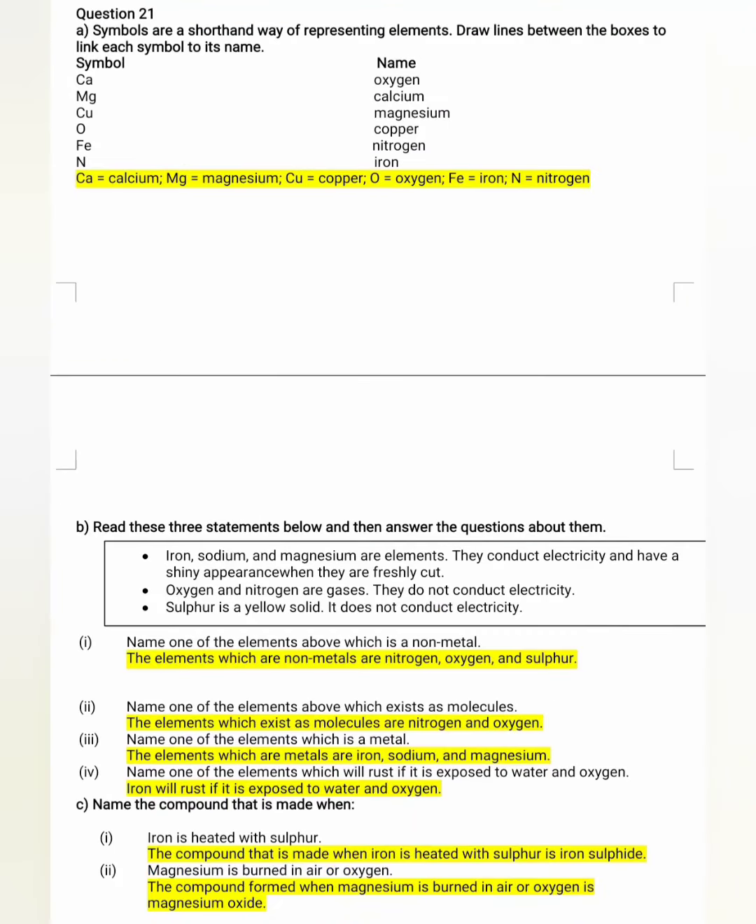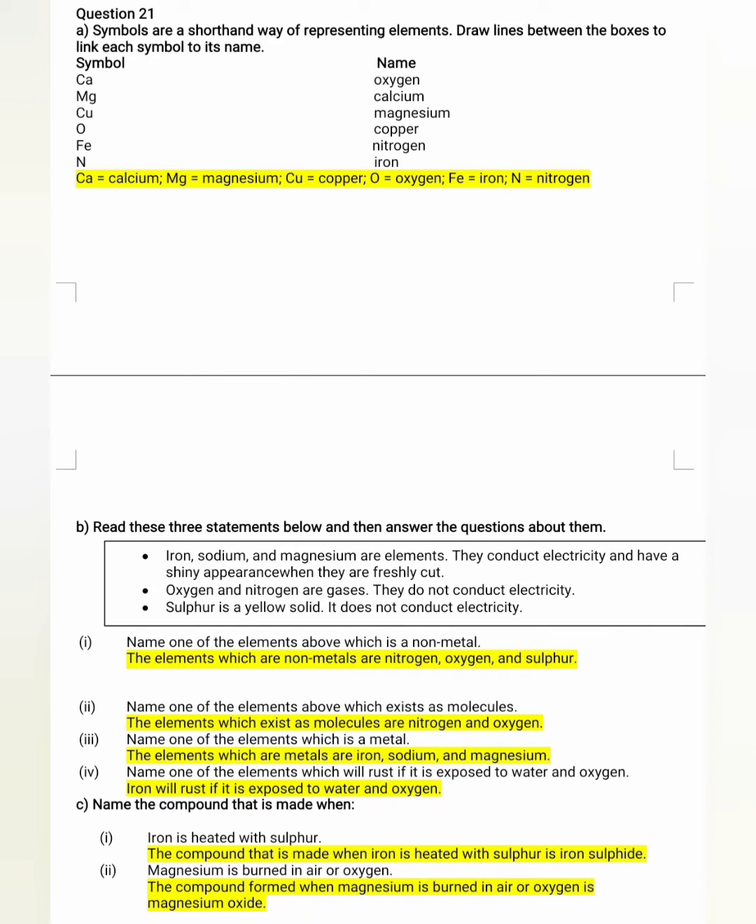Now be ready for part B of question number 21. Read these three statements below and then answer the question about them. Question number 1. Name one of the elements above which is a non-metal. Nitrogen, oxygen and sulfur are non-metal. Name one of the elements above which exist as molecules. You know very well. Nitrogen gas and oxygen gas exist as molecules.